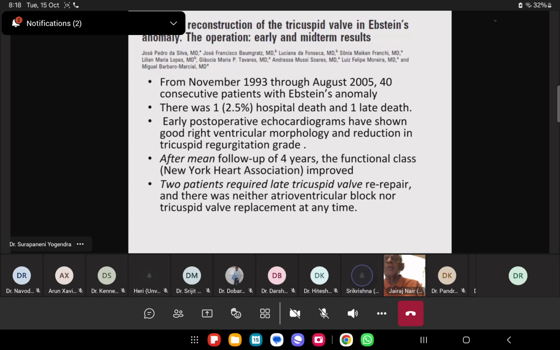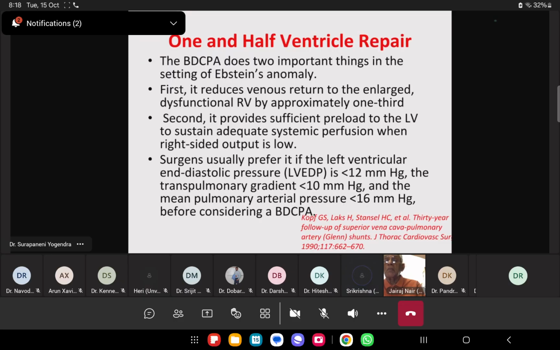And there was neither AV block nor tricuspid valve replacement at any time. 1.5 ventricle repair. The bidirectional cavopulmonary anastomosis does two important things in the setting of Ebstein's anomaly. First, it reduces venous return to the enlarged dysfunctional right ventricle by approximately one third. Second, it provides sufficient preload to the left ventricle to sustain adequate systemic perfusion when right-sided output is low.